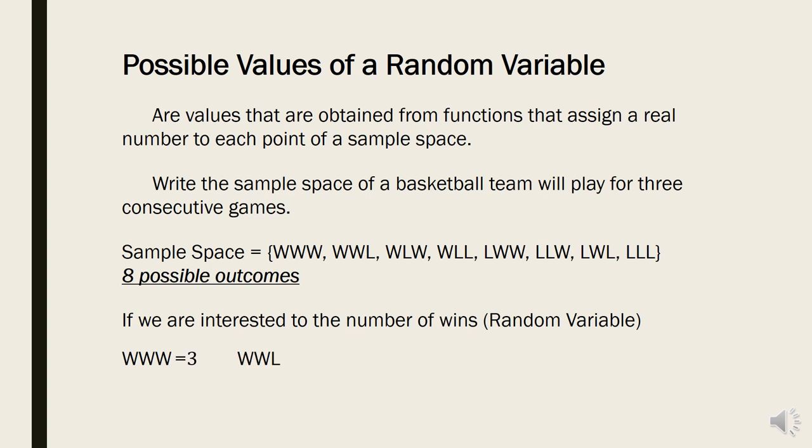Then, we have W, W, L. Ilang wins meron dito? We have 2. W, L, W, still 2. L, W, W, still 2. Then, W, L, L. Ilang wins meron dito? We have only 1. L, W, L, still 1. L, L, W, still 1. And lastly, we have L, L, L. Ilang wins meron dito? You have observed, in this outcome, hindi nanalo yung team in playing basketball. So, we will now use 0 to represent no wins.